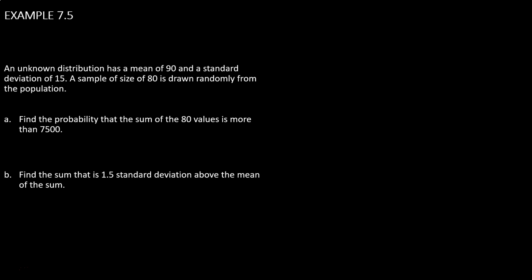Let's use these ideas in an example. Say we are working with an unknown distribution with a mean of 90, standard deviation of 15, and a sample size of 80 is drawn randomly from the population. We're interested in calculating probabilities about the sums. So we need to use the central limit theorem. First, we'll write down all of the information that's given to us. So the original variable has an unknown distribution, but we do know the mean is 90 and the standard deviation for this variable is 15.